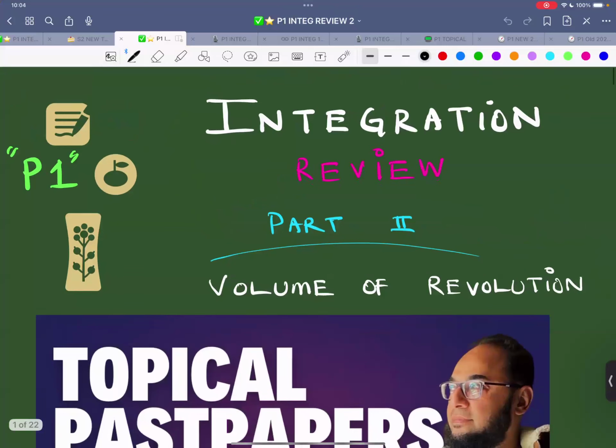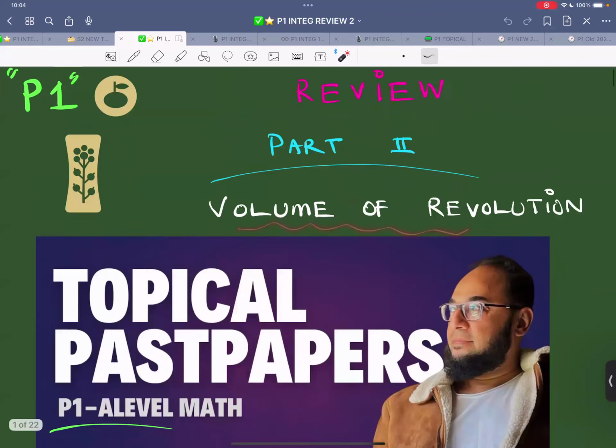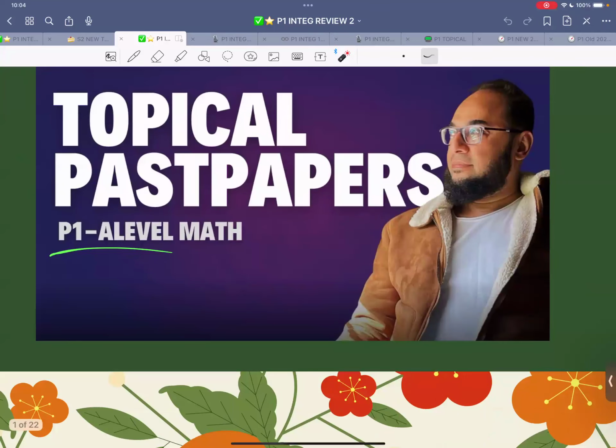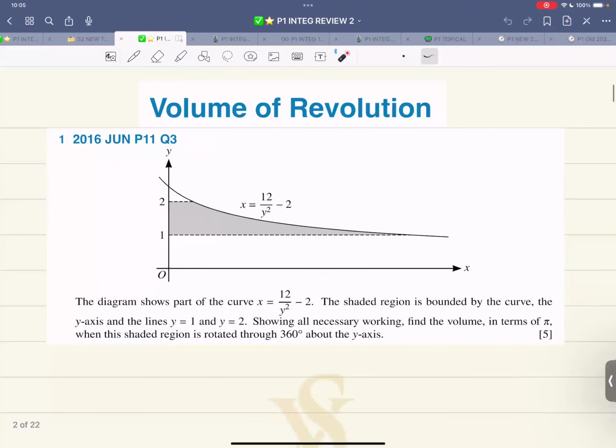So, this is the second part of the review of integration, and it's about volume of revolution. The focus is on topical past papers of T1. Now, let's look at this question.